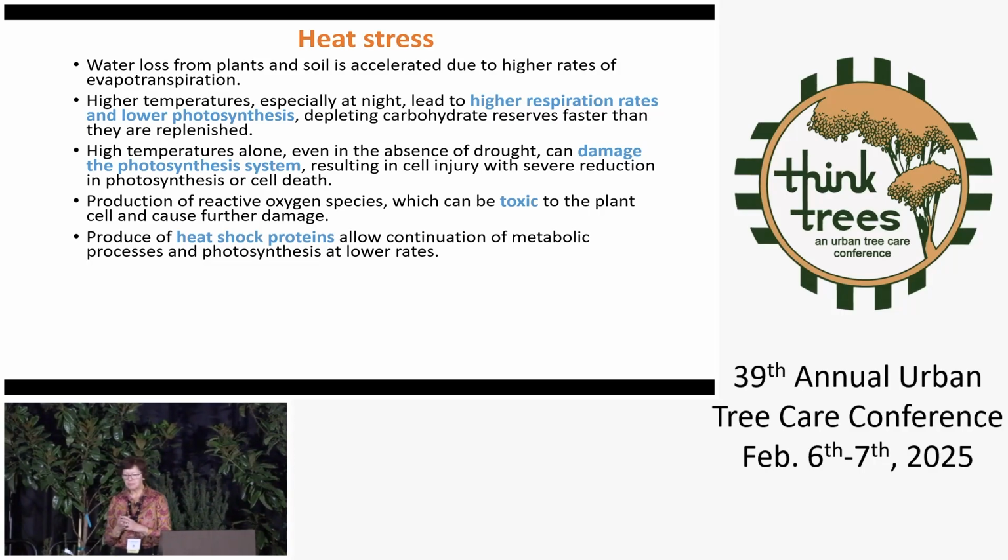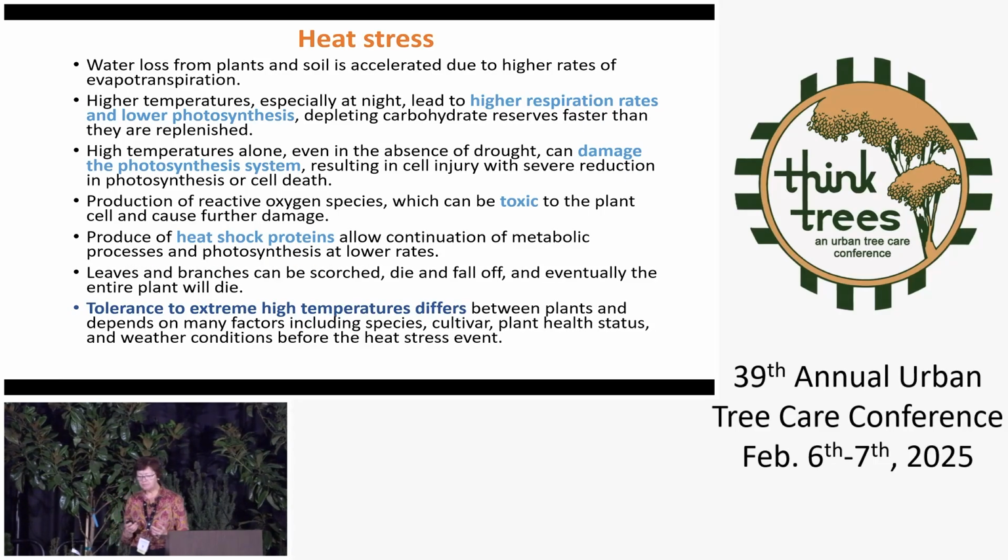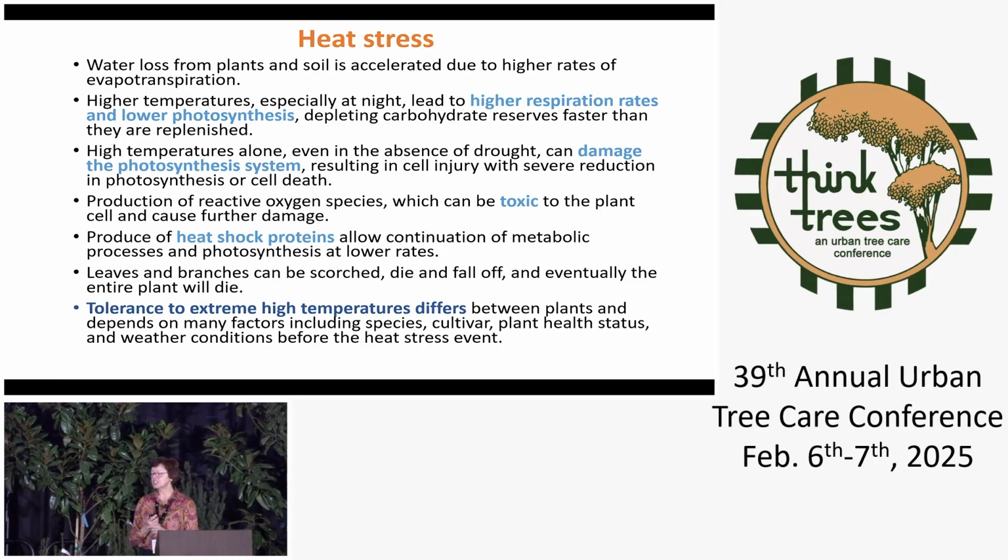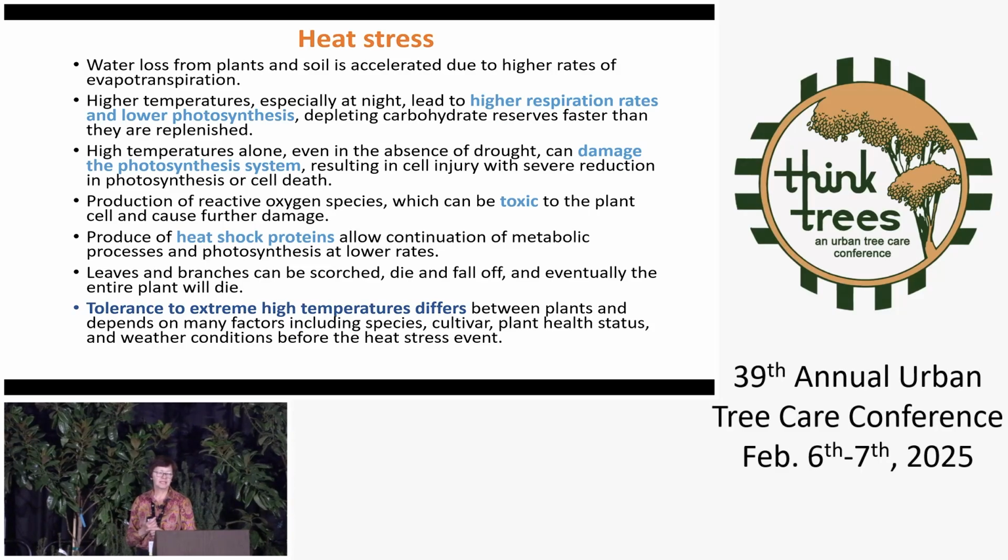And so the production of those reactive oxygen species, that can be toxic, and that is also spurred on by heat. And then we have the heat shock proteins. That is one of the feedback loops. The plant produces more of those in order to protect itself. But at some point, there is just so much demand, and it outpaces what a plant can produce. So the leaves and branches can eventually be scorched, die, and fall off, and eventually the entire plant will die.